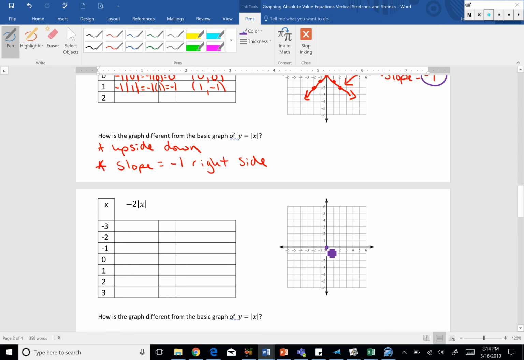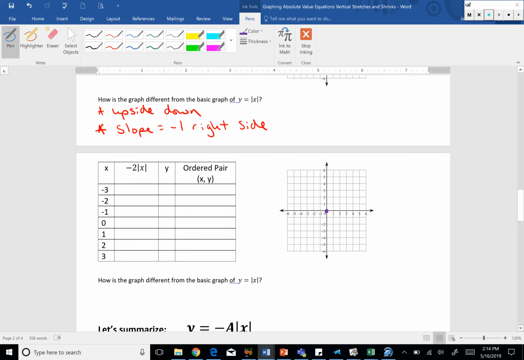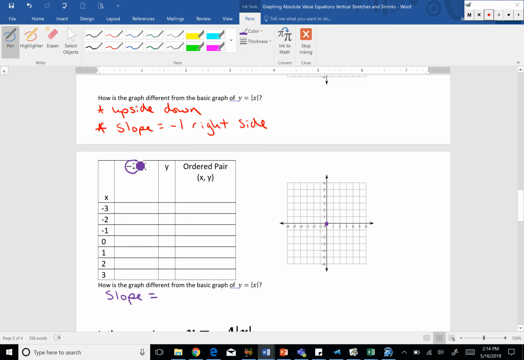What's the slope of my right side going to be? What do you think? Slope on the right is? What are we multiplying by? We're multiplying by negative 2. So that means my slope on the right side is going to be negative 2.